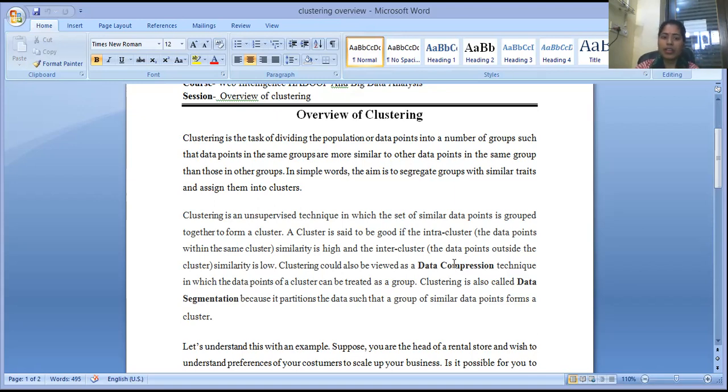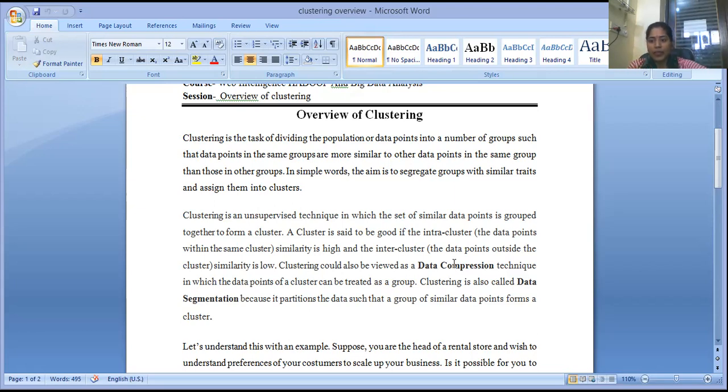So clustering is the task of dividing the populations or data points into a number of groups such that data points in the same group are more similar to other data points in the same group than those in other groups. In a simple way, the aim is to segregate groups with similar traits and assign them into clusters. Now just see what this is saying. This is basically the main aim of clustering.